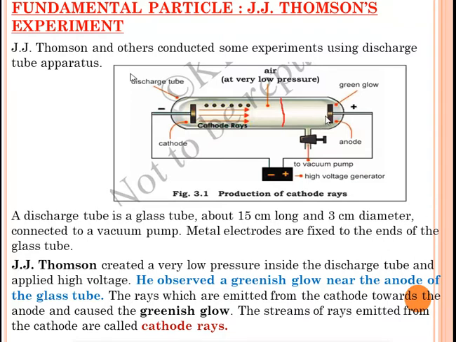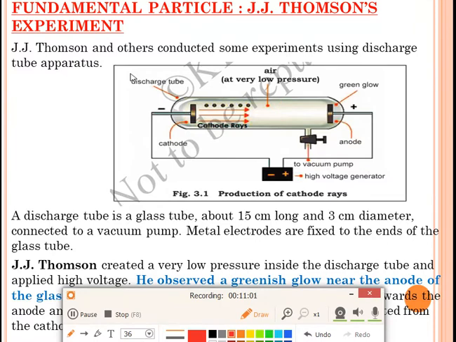The rays which are emitted from the cathode towards the anode cause the greenish glow. You can see the arrows, the red arrows. These are known as cathode rays. These are responsible for the greenish glow inside the discharge tube. The stream of rays emitted from the cathode are called cathode rays. So what are cathode rays? The rays which are coming from the cathode are called cathode rays.